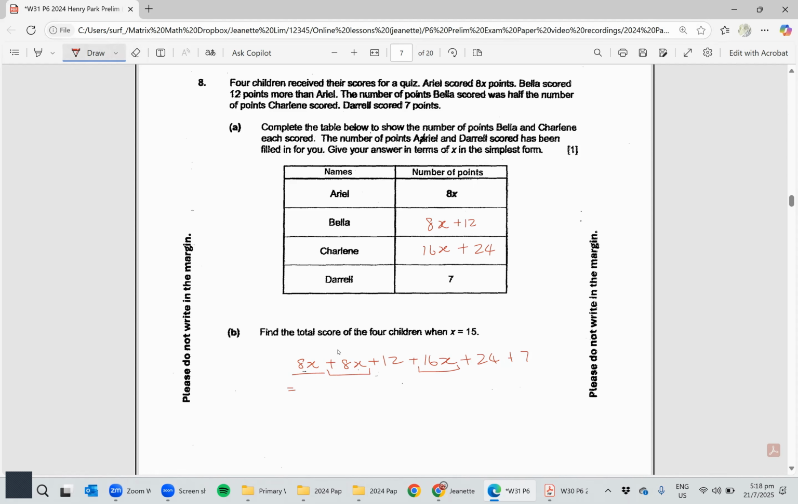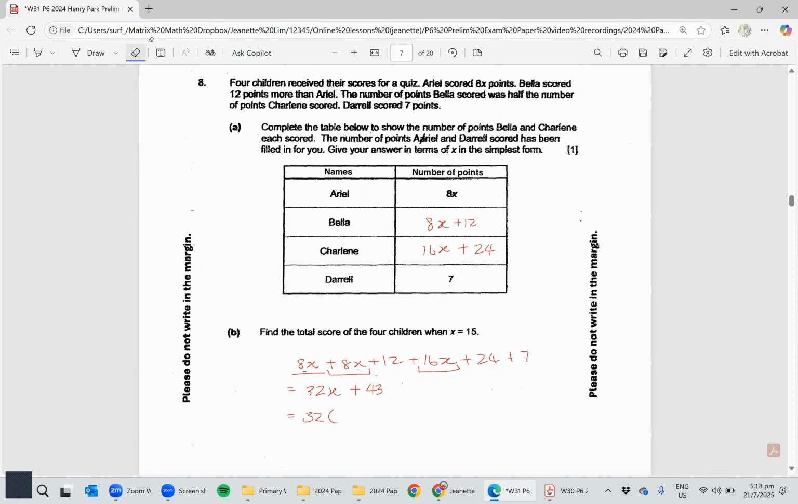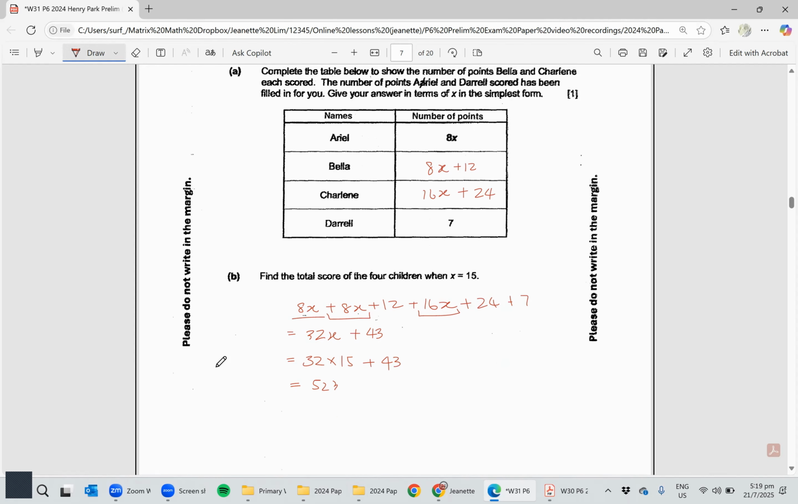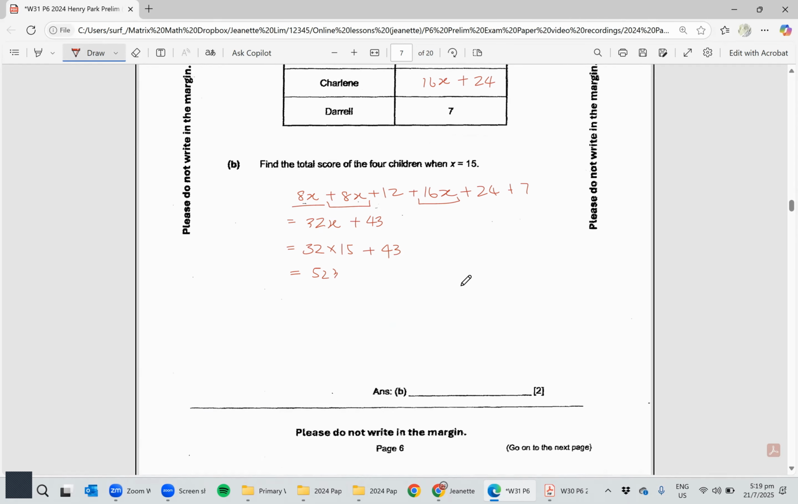So this will give us 32x. And then when you add the rest of the numbers up, you will get 43. So now you replace x with 15. So that's 32 times 15, then add 43. This would be 523. So the answer for part B, 523 is the total score.